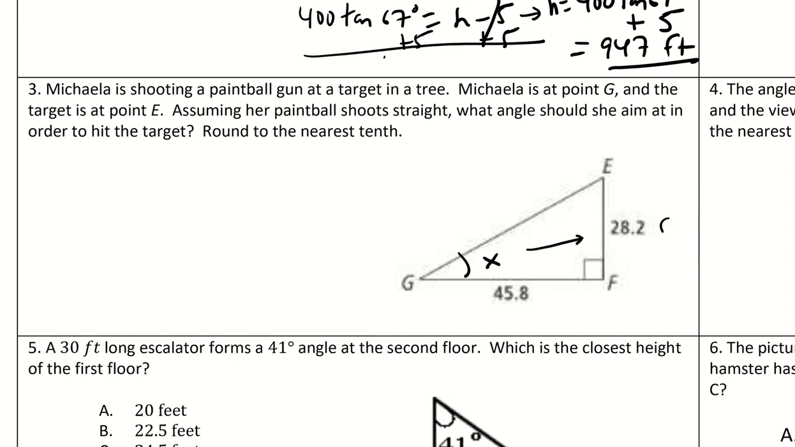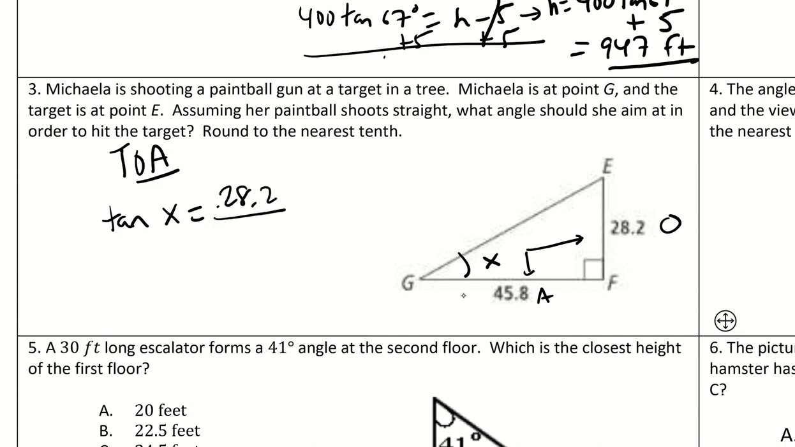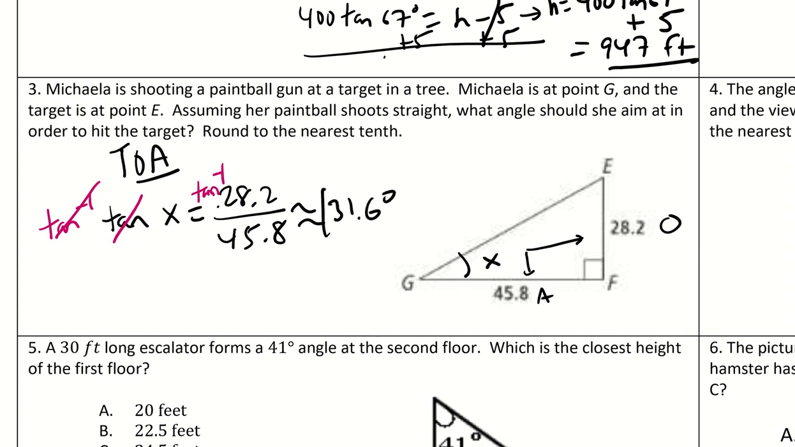So remember, this is opposite over adjacent. So that's going to be tangent. Tangent is opposite over adjacent. So tangent of that angle, which is X, equals 28.2 opposite over adjacent. Remember, the only way to get rid of tangent is to do the inverse tan. So we're going to do the inverse tangent on both sides. And that cancels. And then we're going to plug that into the calculator. Inverse tan of 28.2 over 45.8, and you get about 31.6 degrees.